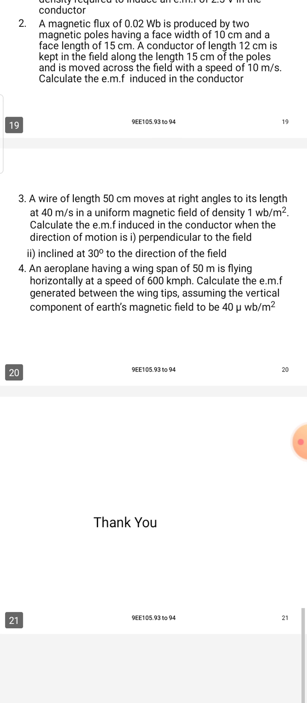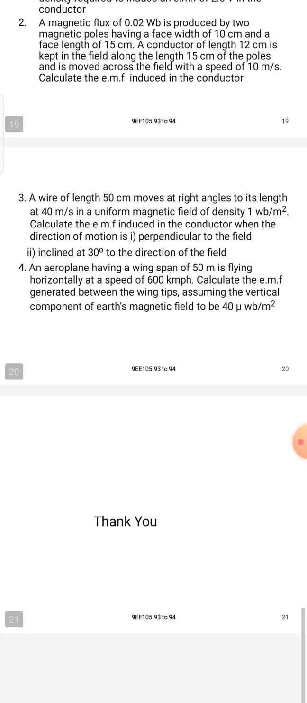And the last one, an exercise problem. An aeroplane having a wingspan of 50 centimeter is flying at a horizontal speed of 60 km per hour. Calculate the EMF generated between the wing tips, assuming the vertical component of the earth's magnetic field to be 40 microweber per meter square.